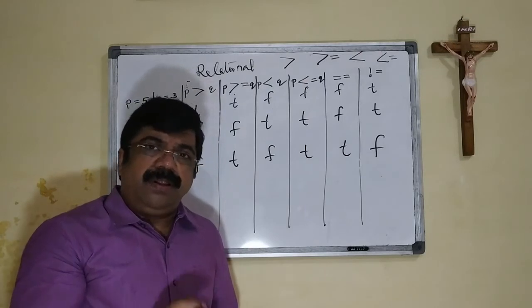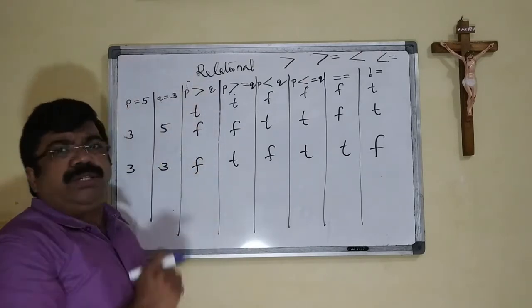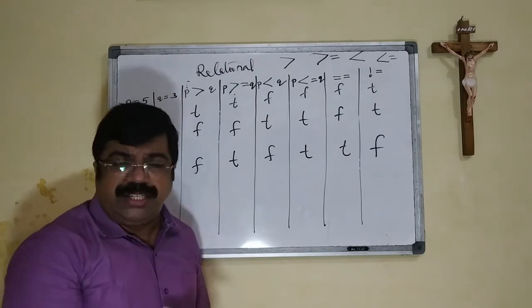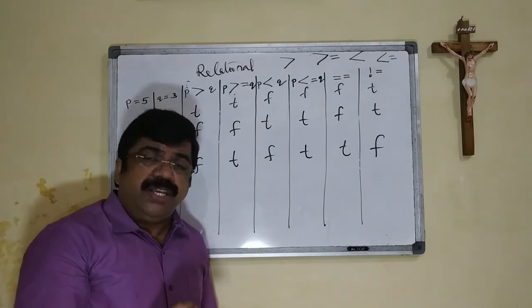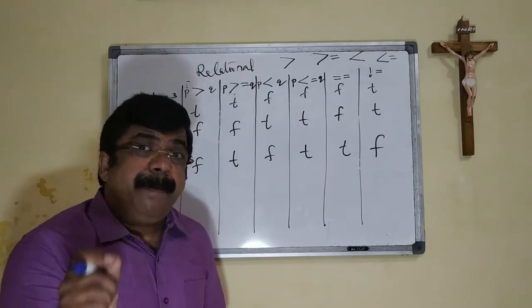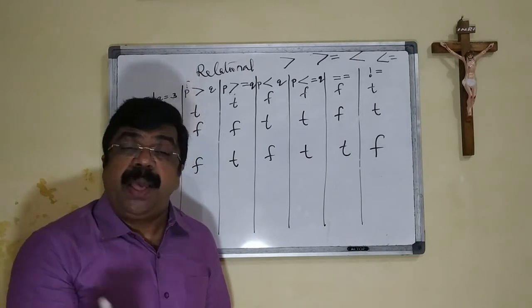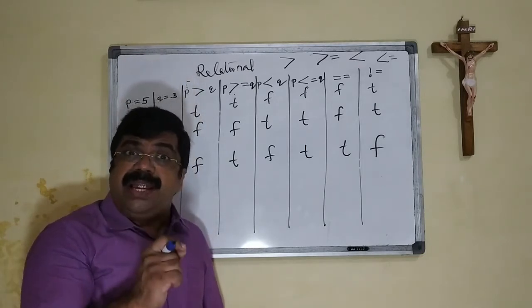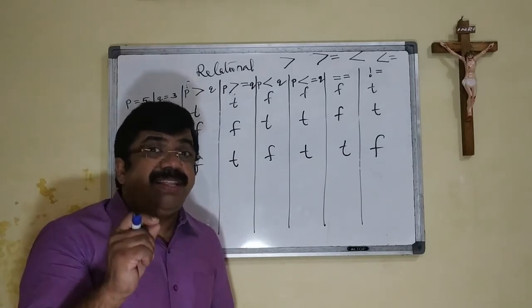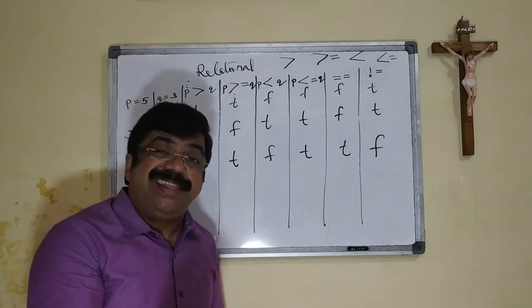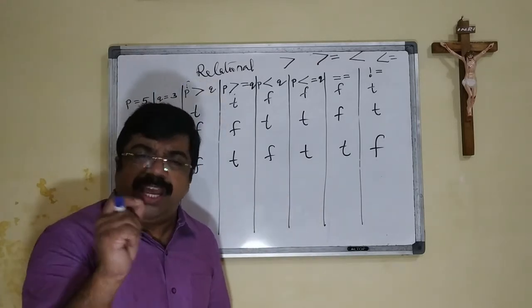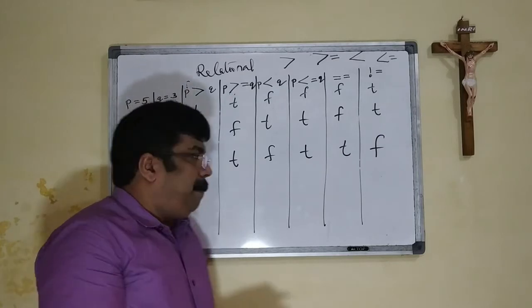Okay. Next, some more things I would like to say about these relational operators. Relational operators have less precedence, less priority, than the arithmetical operators. What is that? They are less preferred than the arithmetical operators. Let's see with the help of one example.